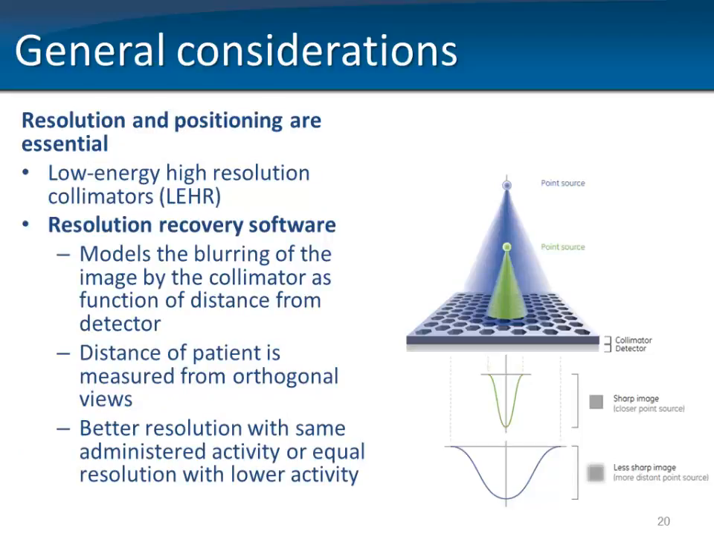Also, when you're talking about pediatric nuclear medicine, resolution and positioning really are key. And luckily, the low energy, high resolution collimators are very well available. And technology is helping us as well. For instance, the resolution recovery software that is now available on modern cameras can be a real boost, because basically what it does is model the blurring of the image by the collimator as the distance from the detector increases. So if the camera can measure the distance of the patient to the collimator, then you can implement this model to correct for that distance. So you either get a better resolution with the same administered activity, or you get an equal resolution with a lower activity.